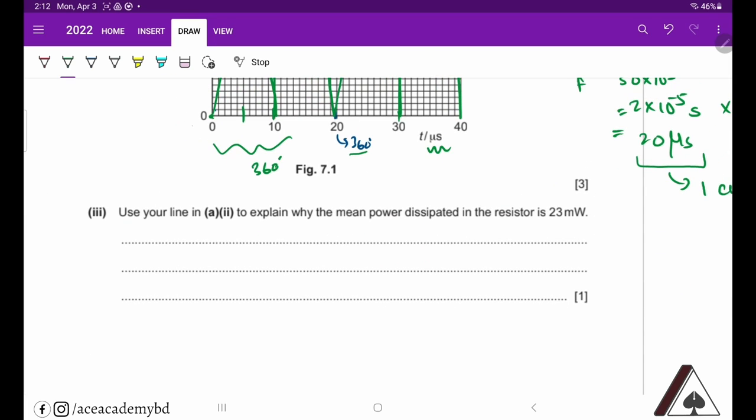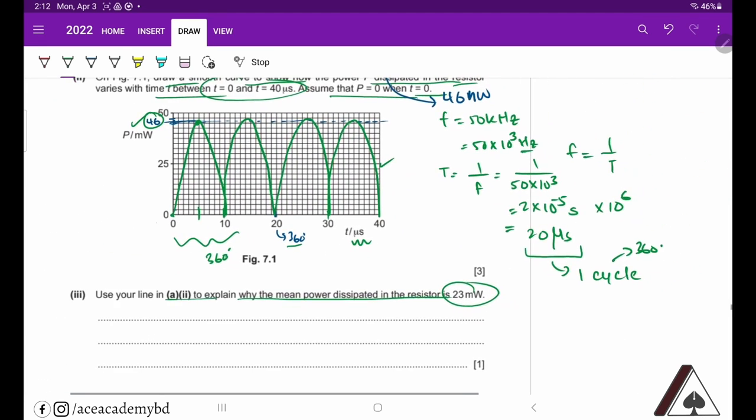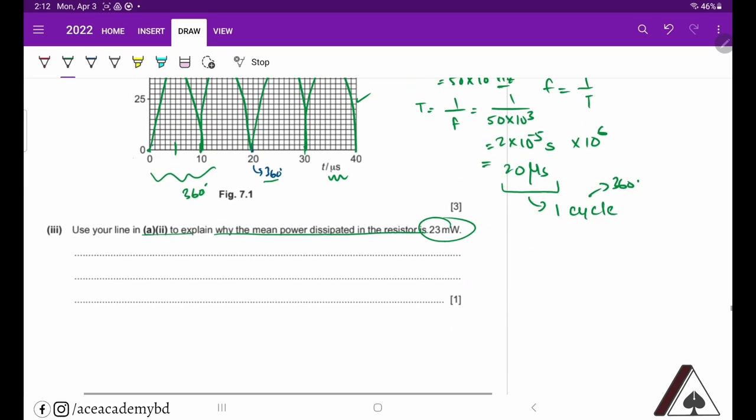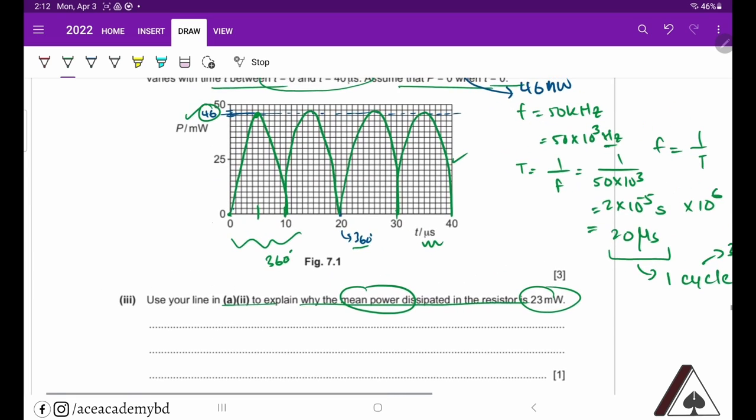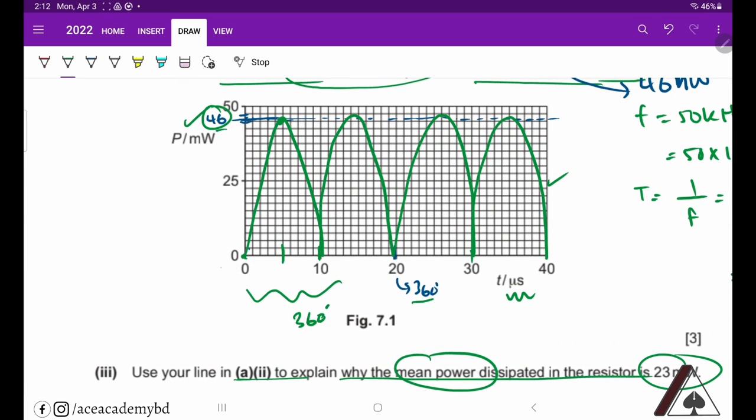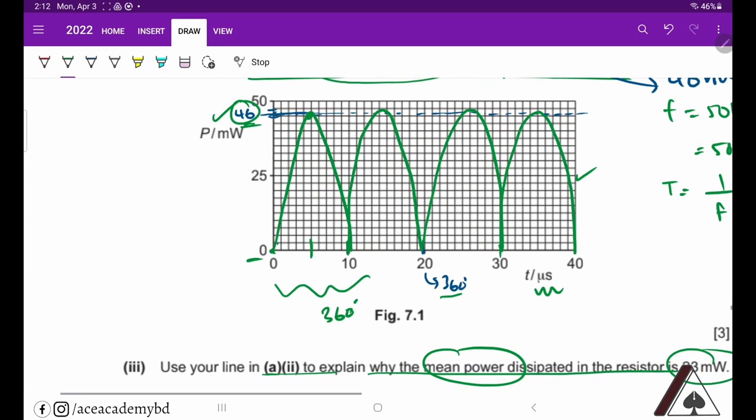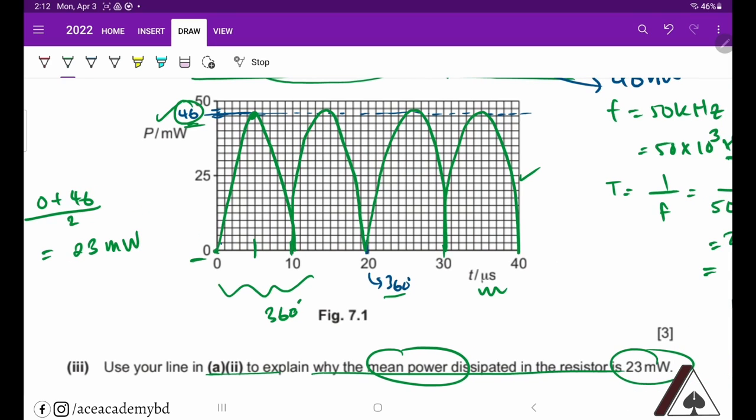The next part says, use your line in A2 to explain why the mean power dissipated in the resistor is 23 milliwatts. That's where the graph becomes symmetrical, because that is where the mean power lies. Mean power is basically the average power. The maximum value is 46, the minimum value is 0, so 0 plus 46 divided by 2 gives you 23 milliwatts. That is where the line of symmetry lies.